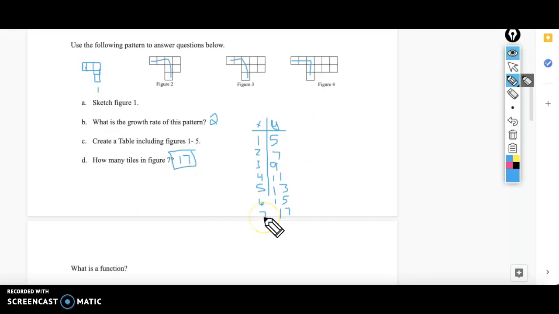So those are the type of questions that you're going to be answering with the patterns. Nothing too difficult, but we are going to be using the patterns in the next chapter, so we do want to make sure that we understand those. Okay?